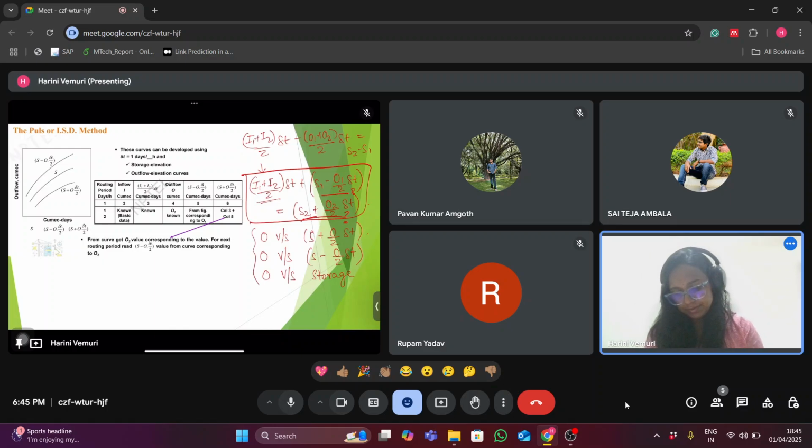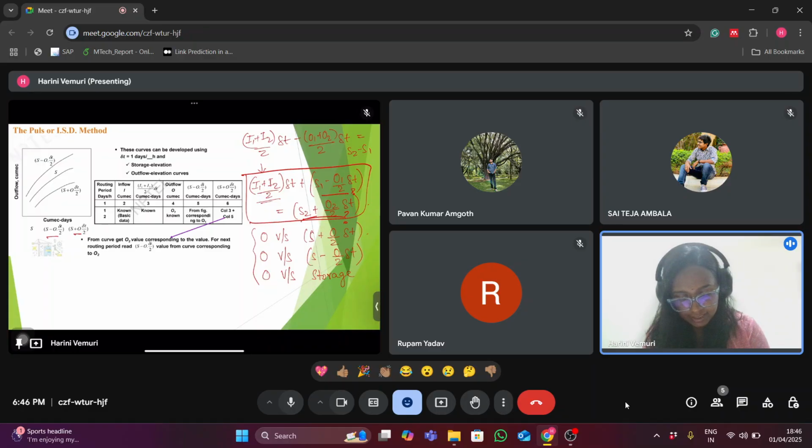Like if you see here, we have outflow and also storage terms. Okay, storage S minus O delta T by 2, S plus O delta T by 2, all this we have. So how we will solve in this method is that we know the inflow hydrograph is given.